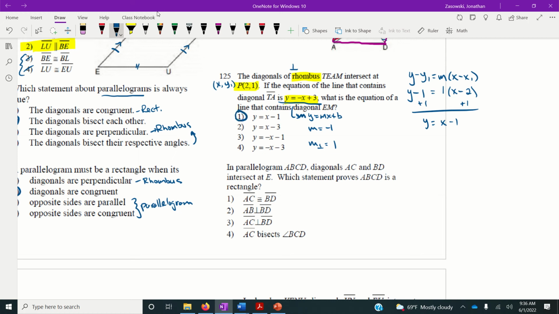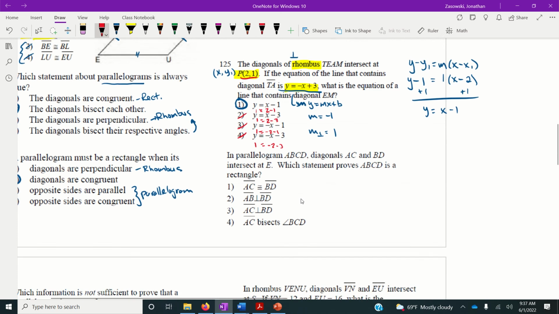Now the other option is this point has to make the line true. So if we plug this in, is 1 equal to 2 minus 1? Yes. If you try to plug in the next line, is 1 equal to 2 minus 3? No, this is negative 1, so that's out. What about 1 equal to negative 2 minus 1? Like this is negative 3. And what about 1 equals negative 2 minus 3? Like that's negative 5. So just by plugging this point in, it has to make the line true, and the only one that works is choice number 1.